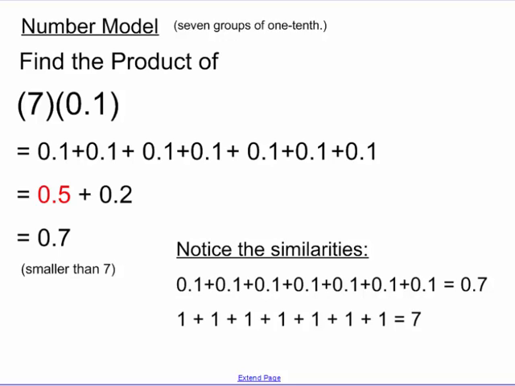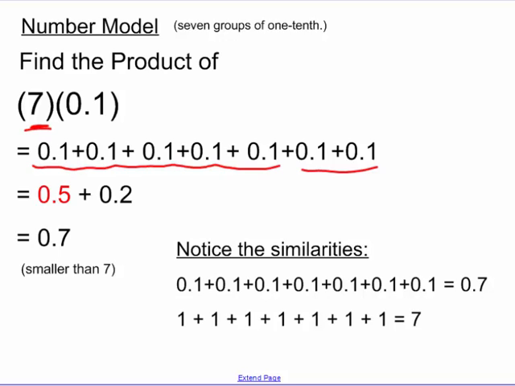So let's take a look at the number model. I have 7 groups of 1/10, so 7 times 0.1, or 7 times 1/10. I have used a number model where I've written them all out. You'll see I have 1, 2, 3, 4, 5, 6, 7 0.1s. I'm going to combine the first 5 together to make 0.5, or 5 tenths, and to that I'm going to combine the last 2 to make 2 tenths. So 5 tenths plus 2 tenths is 7 tenths, or 0.7 as a lot of people will describe it. And notice that the result is smaller than the 7 I started with.